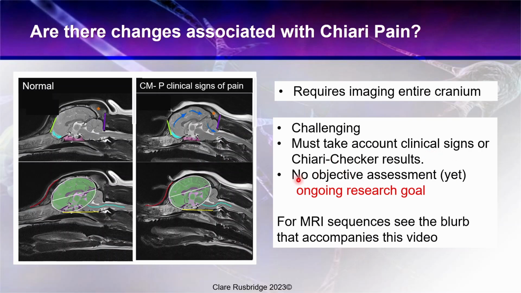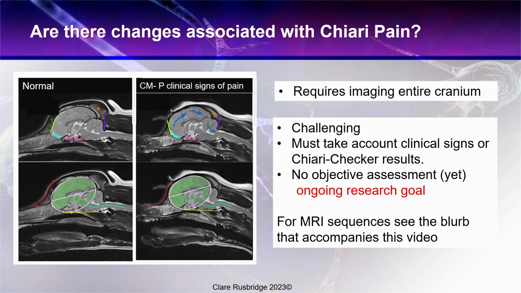There is no objective assessment yet, so this means there's no score that you can give for these. It's still very subjective, but this is an ongoing research goal that we're working on at the University of Surrey, where I work, as part of a machine learning AI approach. For the actual specific MRI sequences, I'm not going to go through those in this video because, let's face it, they're very, very boring, but see the blurb that accompanies this video for those sequences.